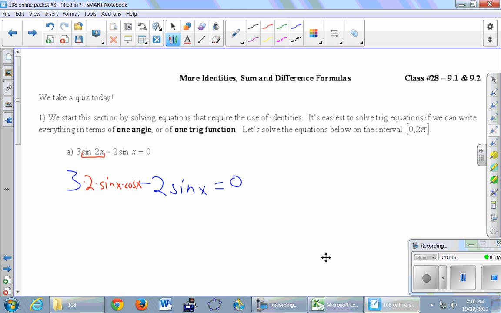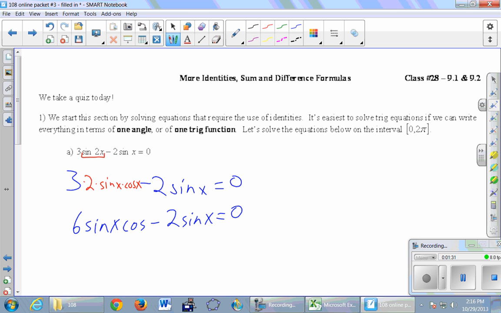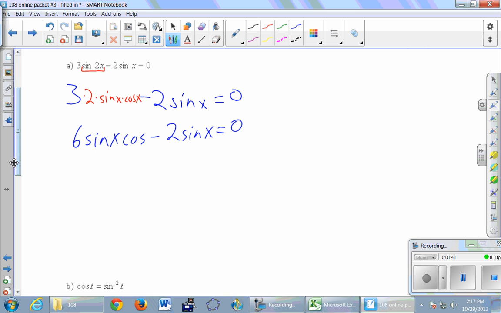And even though this equation looks a little bit messier than it did before, the nice thing is that all of the angles are exactly the same, x, x, and x. Okay, let's clean this up just a little bit. This is really 6 sine x cosine x minus 2 sine x equals 0. One thing you might do is add the 2 sine x to both sides. I'm not a big fan of doing that. I'm a much bigger fan of leaving 0 on one side of the equation and then factoring the other side.